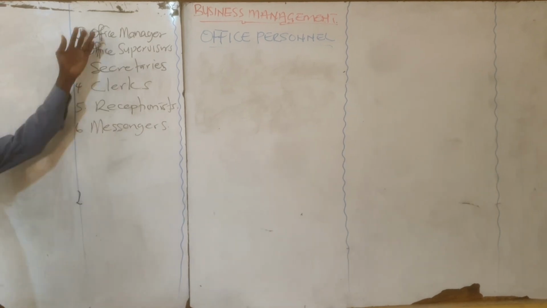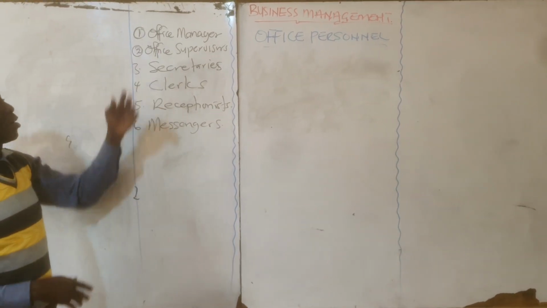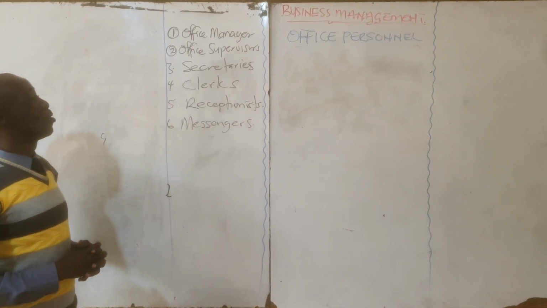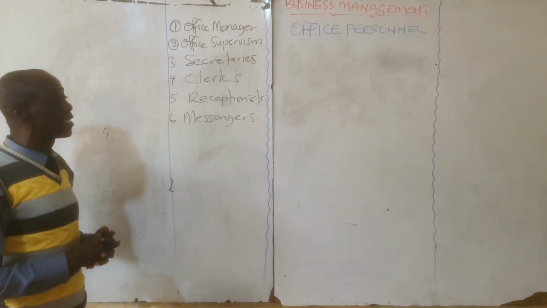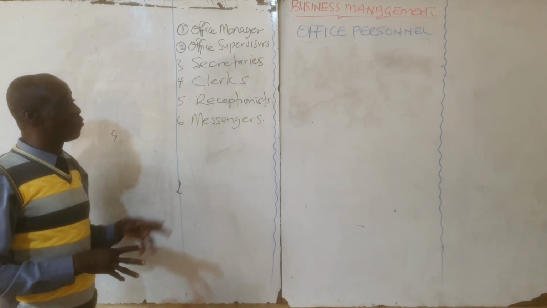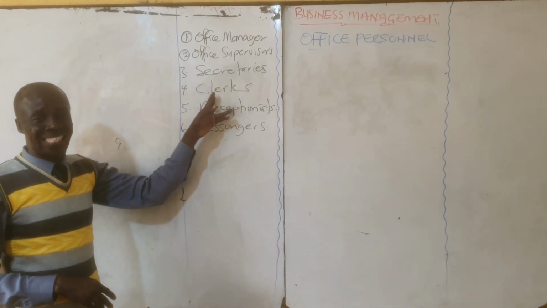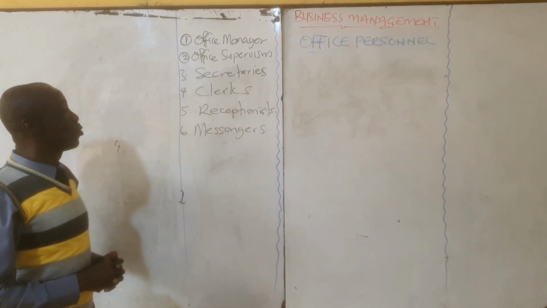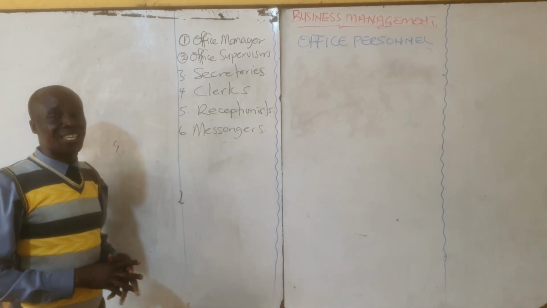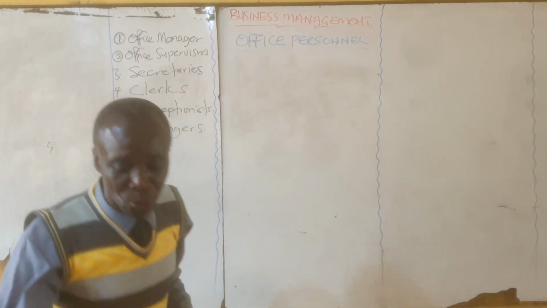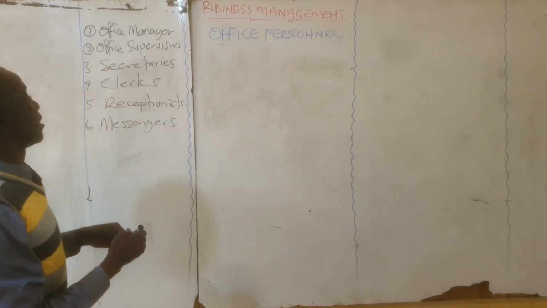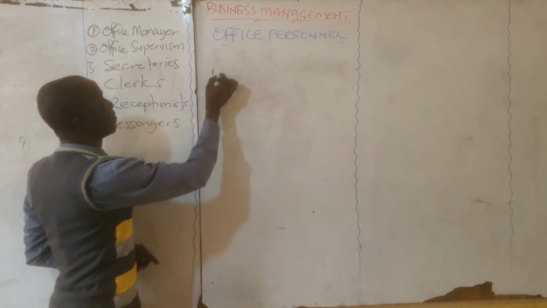these personnel in offices. The office manager, you look at the office supervisor or supervisors, you look at the secretaries, you look at clerks. Then we look at the receptionists. Then we look at messengers. So we are going to start with the office manager.